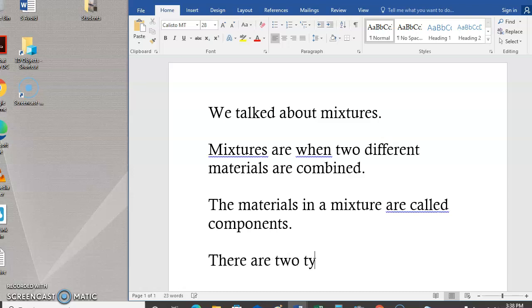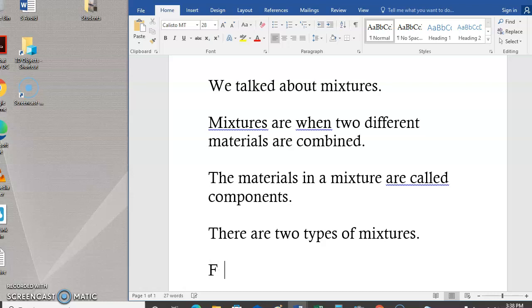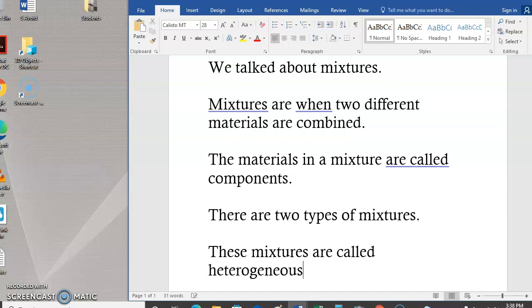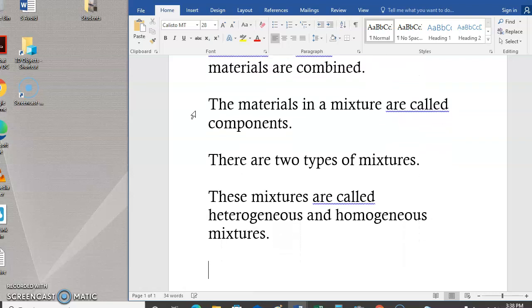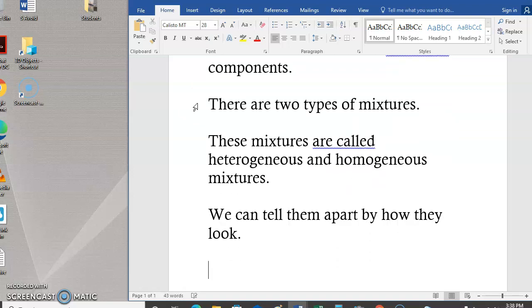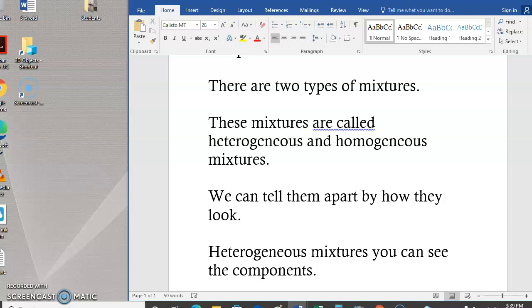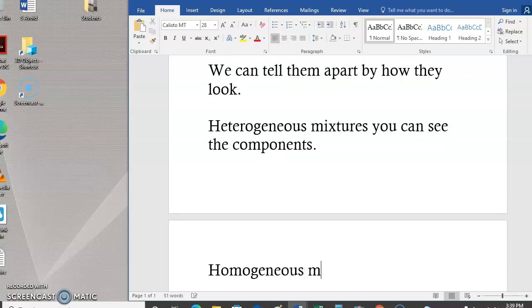There are two types of mixtures. These mixtures are called heterogeneous and homogeneous mixtures. We can tell them apart by how they look. In heterogeneous mixtures, you can see the components. In homogeneous mixtures, you cannot see the components.